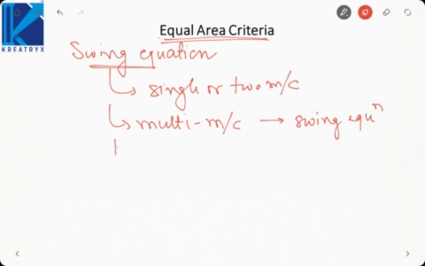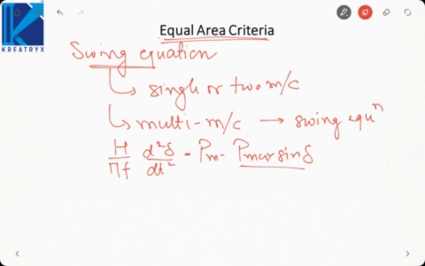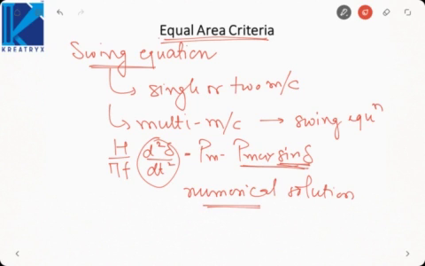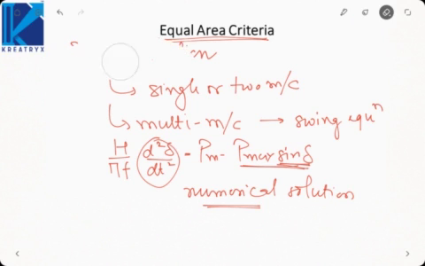The swing equation is actually (H/πf) d²δ/dt² = Pm − Pmax sin δ. Here δ appears on the left and also inside sin δ on the right, so we actually require a numerical solution, and that is beyond the scope of the GATE examination. So we will not see how to solve the swing equation numerically. We will only concentrate our attention on the equal area criteria. So now let us see what the equal area criteria is.